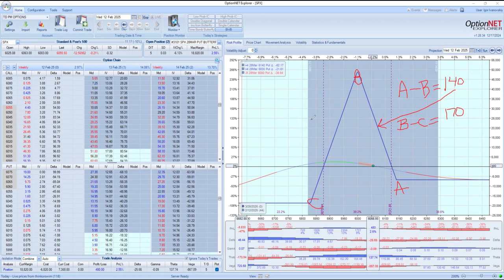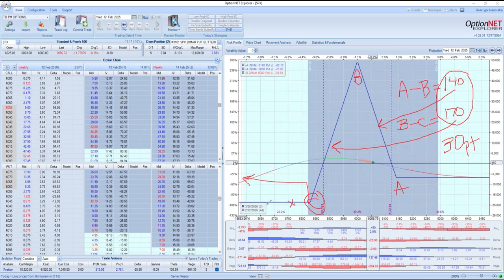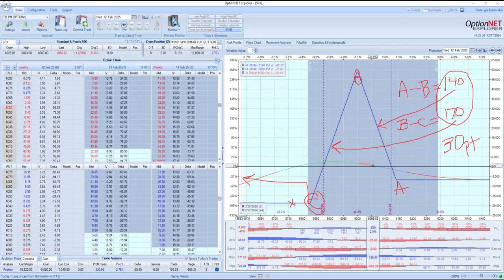Right? So we have 170, that's this spread. And the difference between these two widths is 30 points. Right? So 30 points, which means that if the price of S&P 500 is below 58.30 or point C at expiration, right? Anywhere C and lower, all options are in the money.